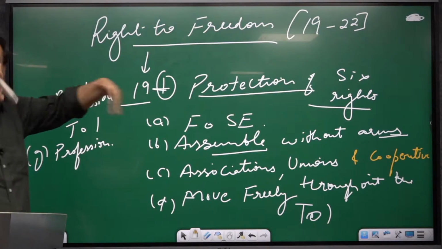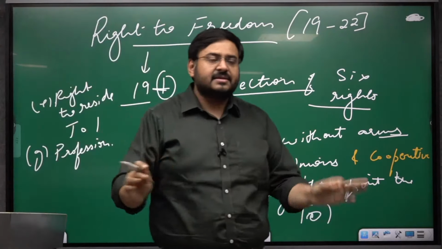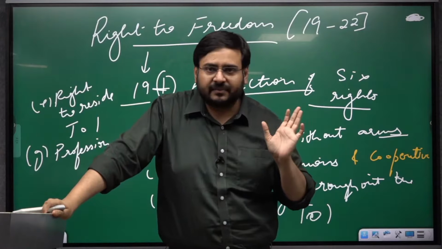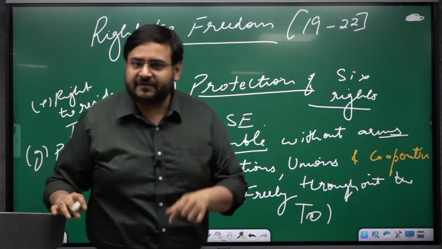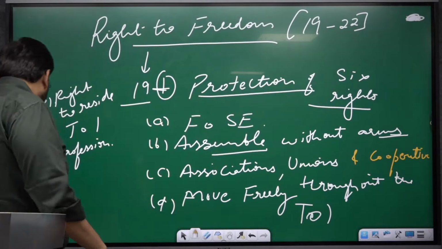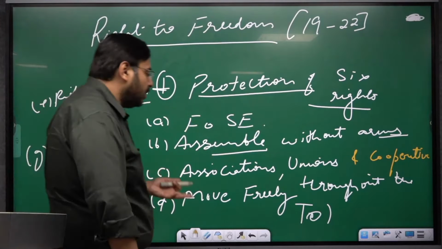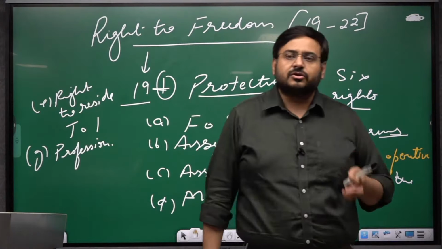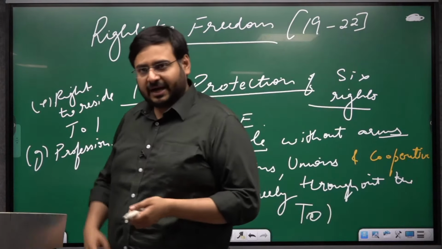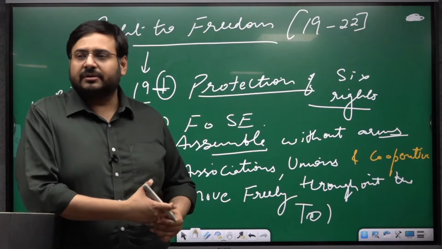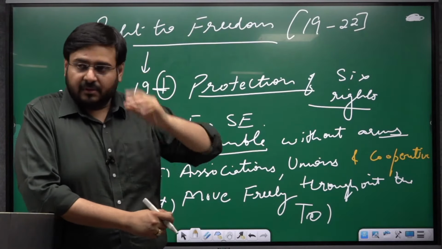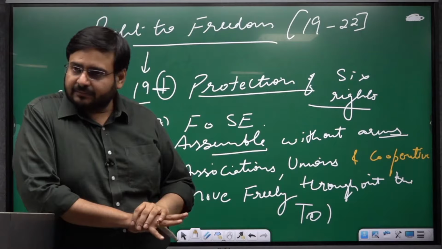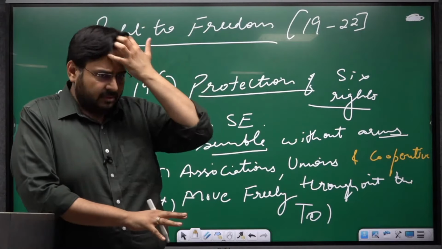Because it has been repealed. That is right to property. So 19(1) F is there. Remember, 19(1) F is there, but it is repealed. Which Amendment Act? You all know. 44th Constitutional Amendment Act. Are we clear with this? So these are the fundamental rights under Article 19(1). Clear? Any doubt? Yes, no?